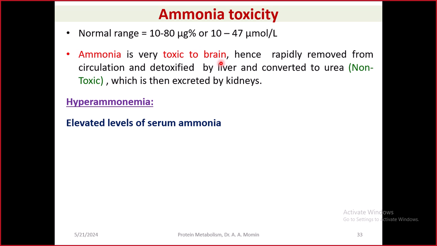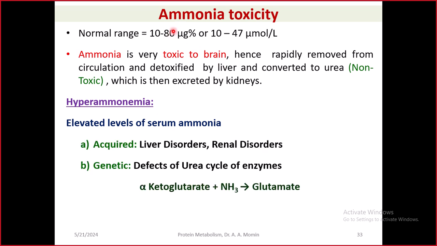Hyperammonemia is the term used whenever there are elevated levels of serum ammonia above the normal range. It can be acquired or it can be genetic. Acquired, like liver disorders or renal disorders, because the conversion of ammonia to urea happens in the liver. So any damage to the liver stops this conversion and ammonia accumulates, leading to hyperammonemia. Second is renal disorders.